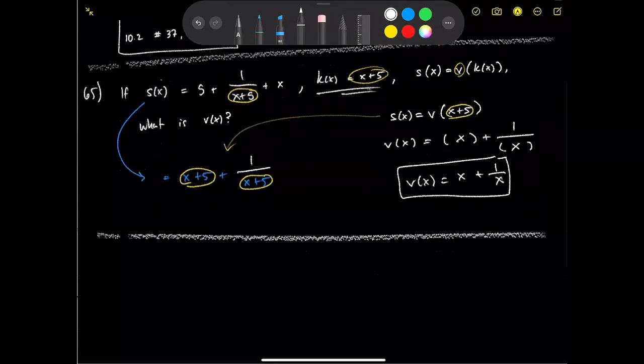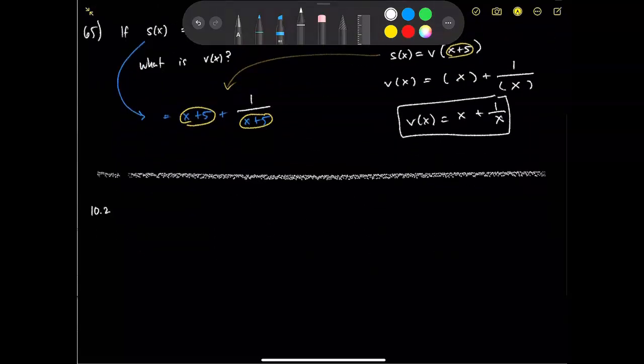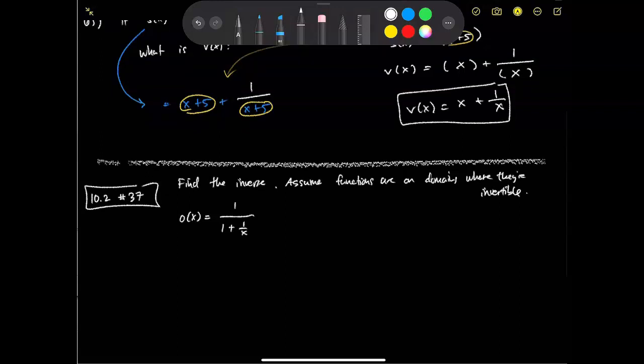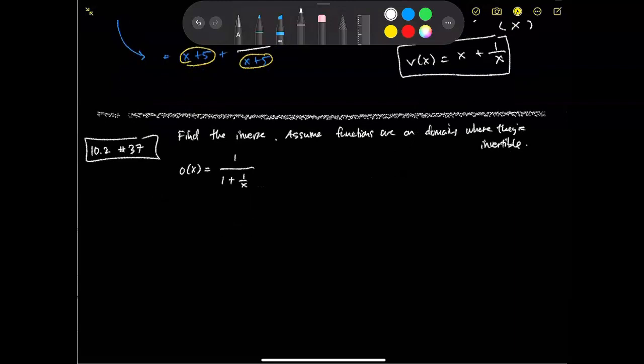And then for 10.2, number 37. Okay, so for this one, we're asked to find the inverse function and assume that these functions are on domains where they're invertible. So we don't have to worry about any domain issues here. We just need to find the formula.